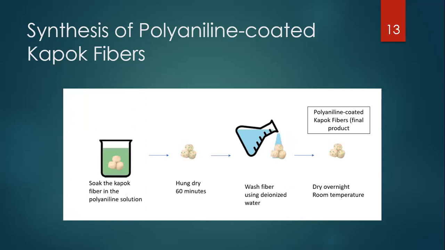Then we will use the dip coating method by soaking the kapok fiber in the polyaniline solution, and it will be hung to dry for 60 minutes. The fibers will then be washed using deionized water and dried overnight at room temperature, producing the polyaniline kapok fiber, which is our final product.